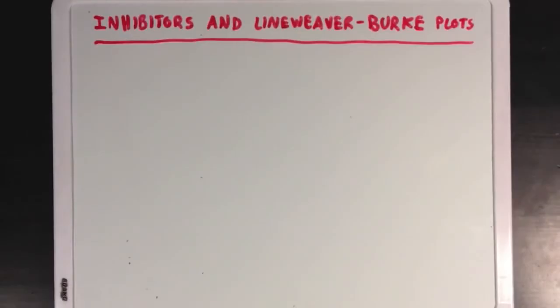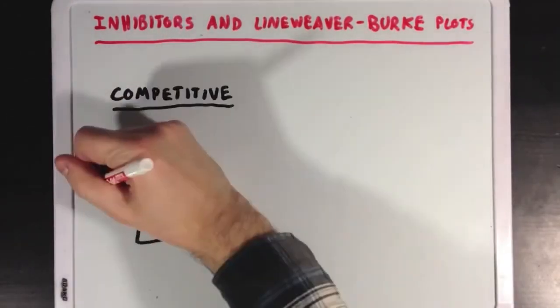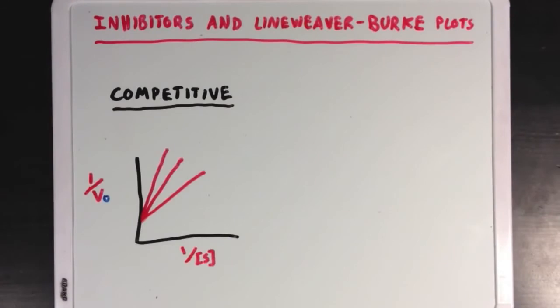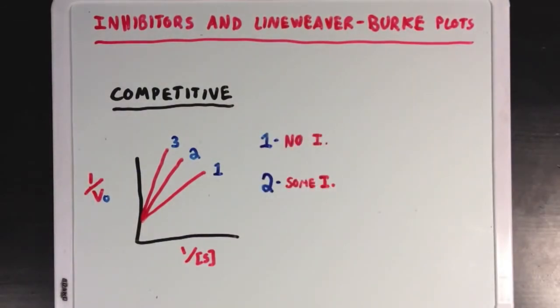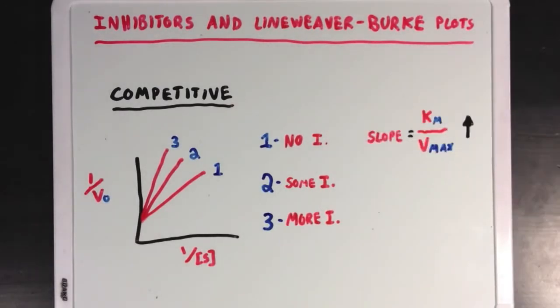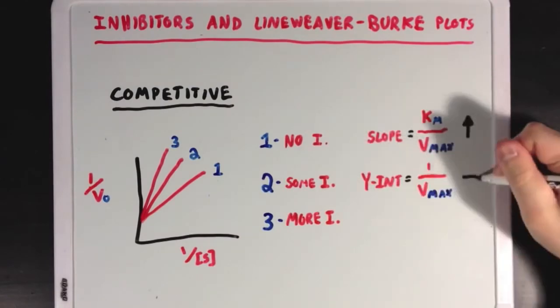So now what we're going to do is take what we just learned about inhibitors and apply it to the Lineweaver-Burk plots. So I'll start with competitive inhibition, and I'll draw out these 3 lines on the plot, labeled 1, 2, and 3, with line 1 corresponding to the enzyme acting without any inhibitor around. Line 2 will represent some inhibitor being present, and line 3 will represent even more inhibitor being present. So as you can see, as you increase the amount of inhibitor blocking the enzyme, the slope of these lines is increasing, while the y-intercept isn't changing at all.